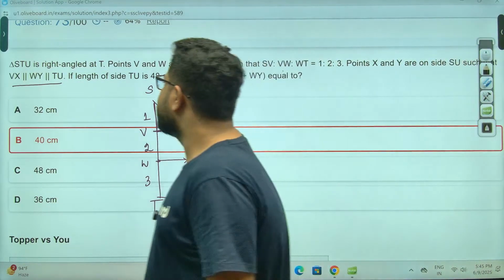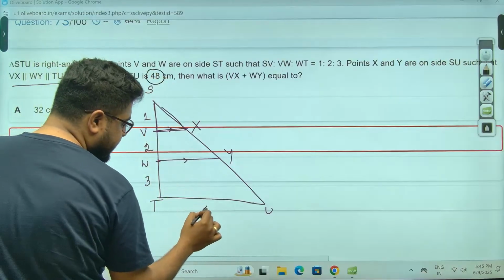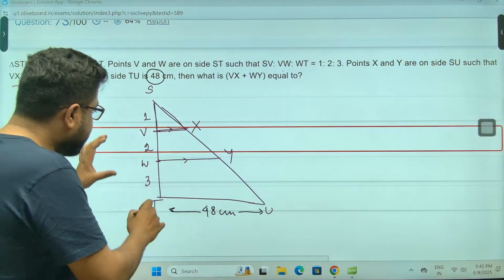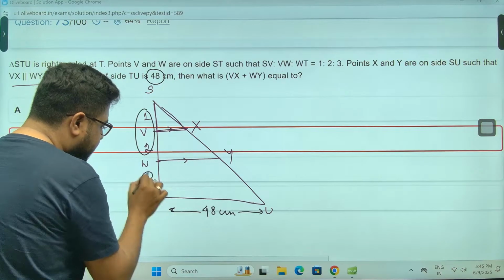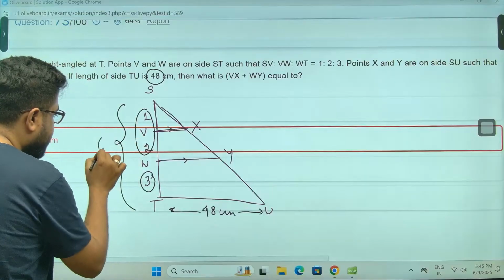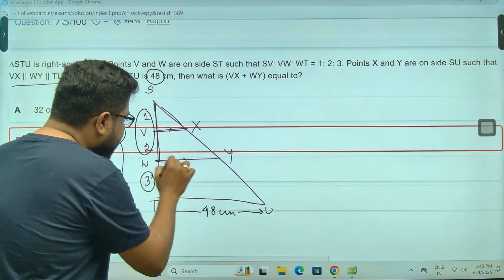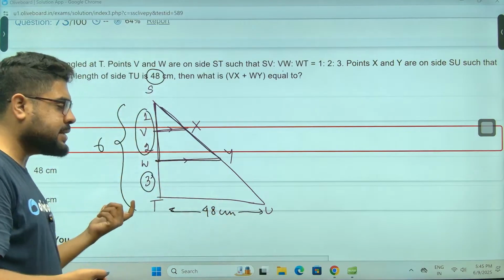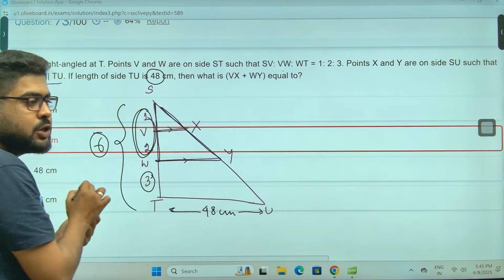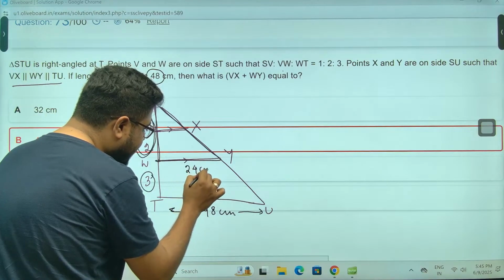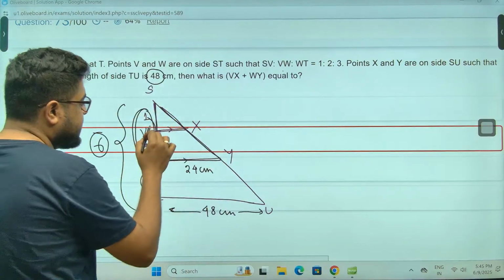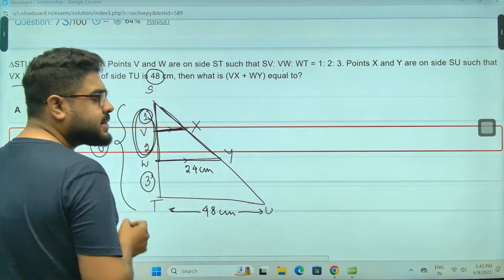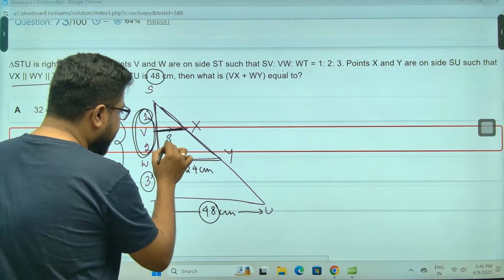Now what will we do, sir? TU is given as 48 centimeters. Now think, if this part is 3 and the total is 6, then the medium triangle is half of the bigger one, because this is 3 and the total is 6. So if it is 48, this will be 24. Again think, this is one part and the whole thing is 6 parts, so this will be 1 by 6. If this is 48, this is 8.